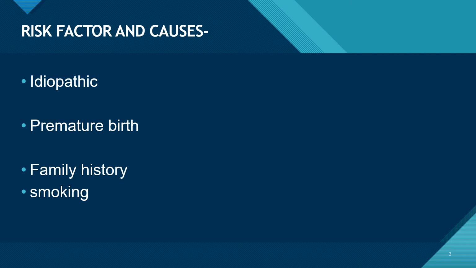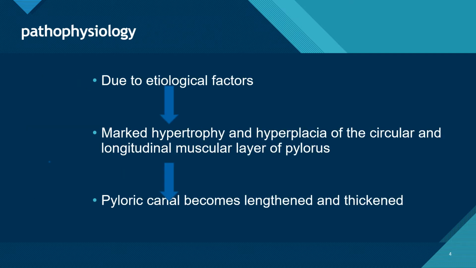Now the next is the pathophysiology. After pyloric stenosis happens to a baby, what will happen to the baby? We will be discussing that in the pathophysiology. Due to the etiological factors we learned in the previous slide, there will be hypertrophy and hyperplasia of the circular and longitudinal muscular layers of the pylorus.